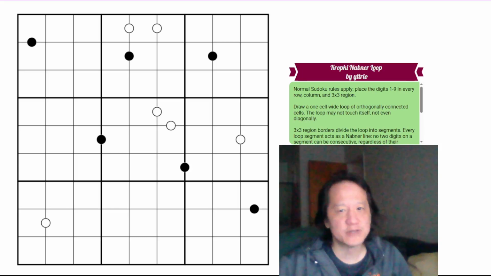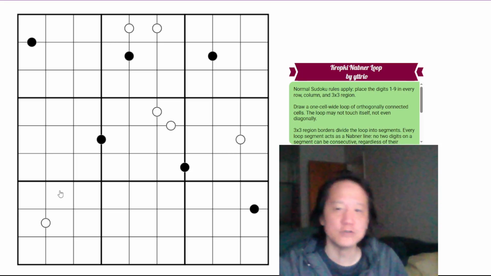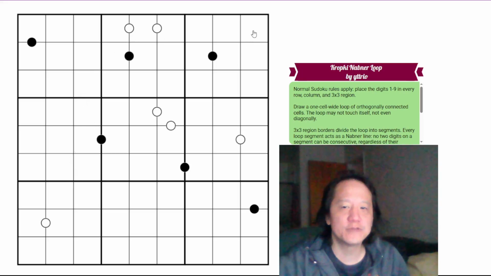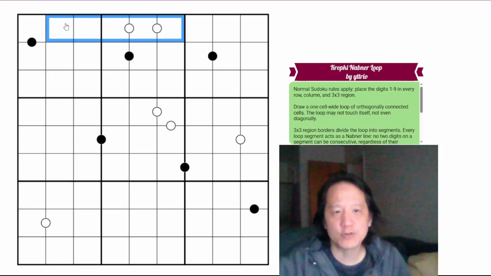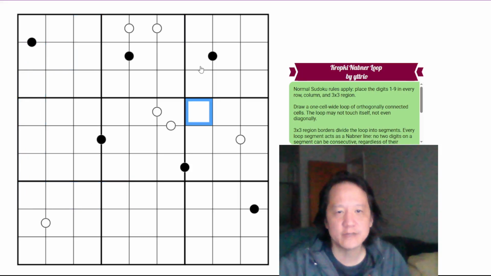Okay, so today's puzzle is, as I said, the Kropki-Nabner loop by Yitrio. And here are the rules. We have normal Sudoku rules apply, which means place the digits 1 through 9 in every row, column, and 3x3 region. We have to draw a 1-cell wide loop of orthogonally connected cells. The loop may not touch itself, not even diagonally.